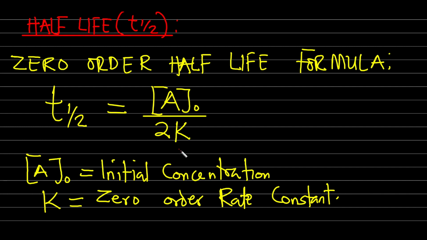Okay, so having said that, we're going to look at the formula for zero order half-life, because every order of reaction has its own formula for half-life. So for zero order half-life, we have t half equals A0, the initial concentration of the reactant, all over 2K, where K is the zero order rate constant. A naught is the initial concentration.